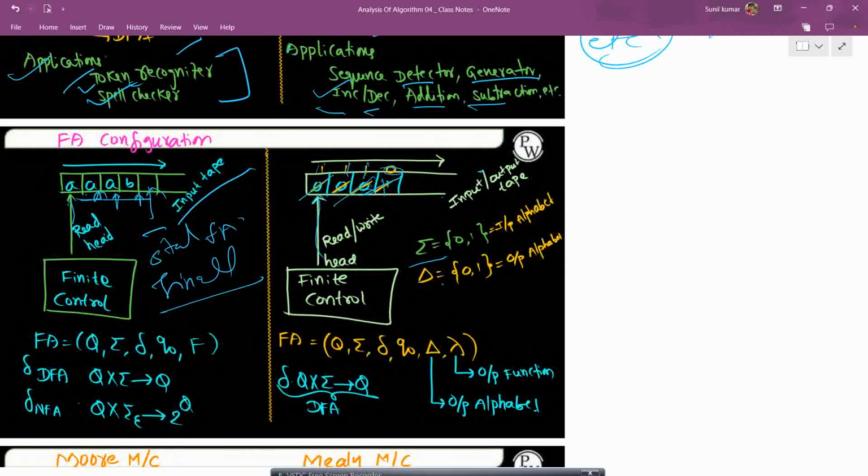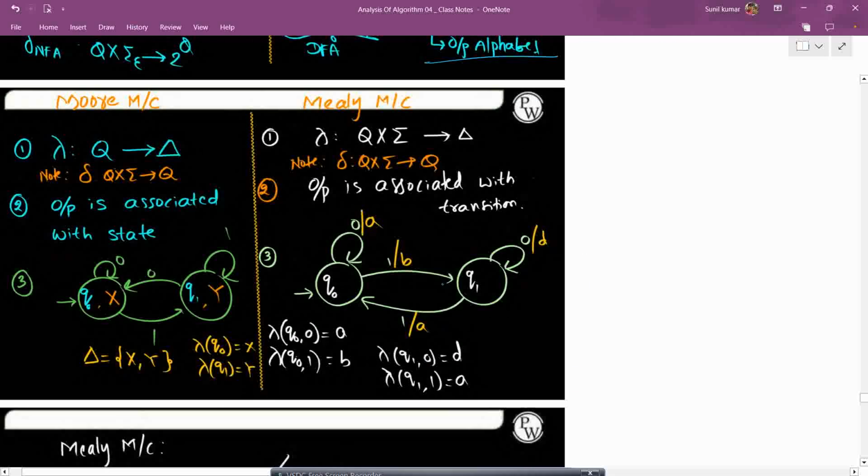This is how we give outputs and inputs. So the input alphabet is going to be 0 and 1, and the output alphabet also 0 and 1. It can change also. The output alphabet is not necessarily the same as the input alphabet. So the output function is this, and the output alphabet is this. This is the tuple of finite automata with output: a set of states, a set of input alphabet, the state transition, the initial state, the output alphabet, and the output function. So we will discuss Moore and Mealy machine.